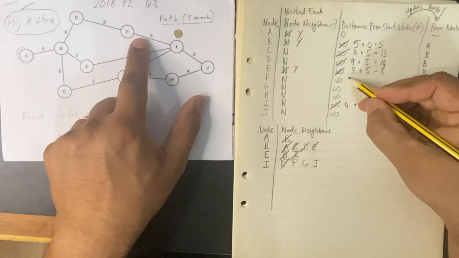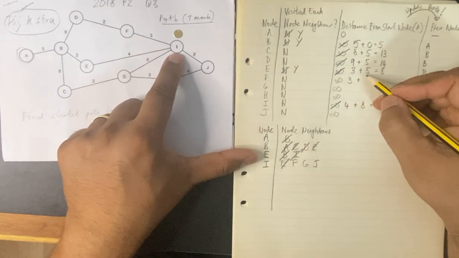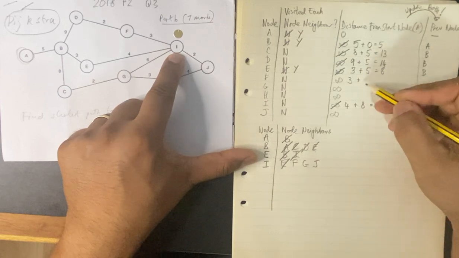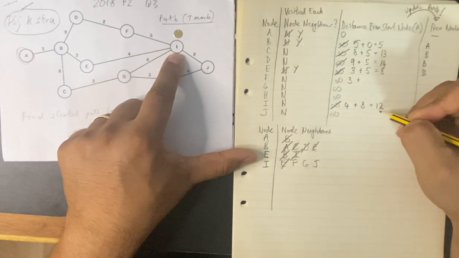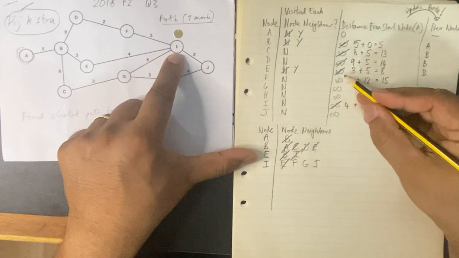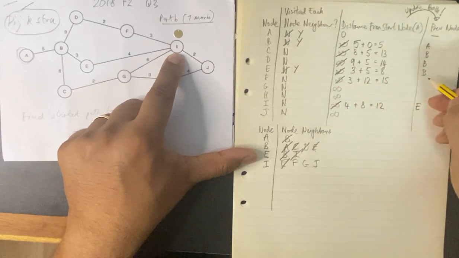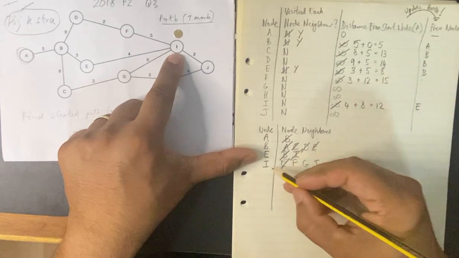And F, so that's going to be 3 plus the distance of I to the start, which we can read off here, is 12. And that's 15. Now we updated this, so we need to update the previous node, and the previous node is I.